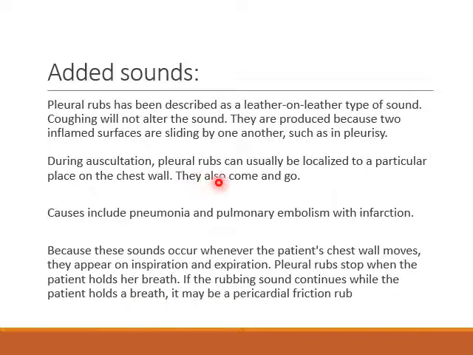During auscultation, pleural rub can be localized to a particular place on the chest wall. They sometimes come and go. Common causes are pneumonia and pulmonary embolism with infarction. Because this sound occurs whenever the patient's chest wall moves, it appears on inspiration and expiration. The rub stops when the patient holds his breath. If it is continuous, then you are auscultating a pericardial friction rub. It is heard in late inspiration and early expiration.